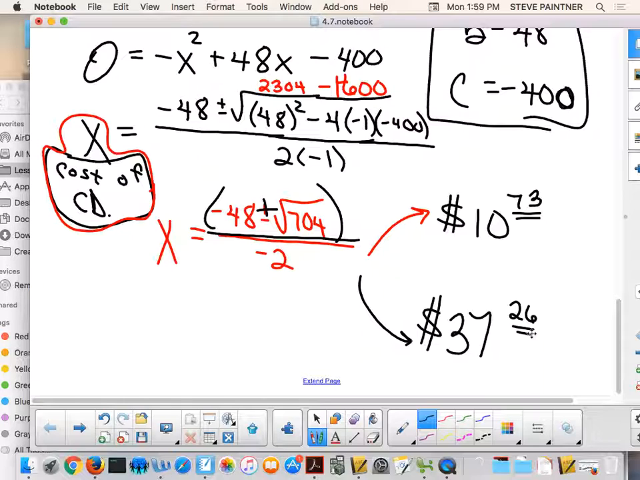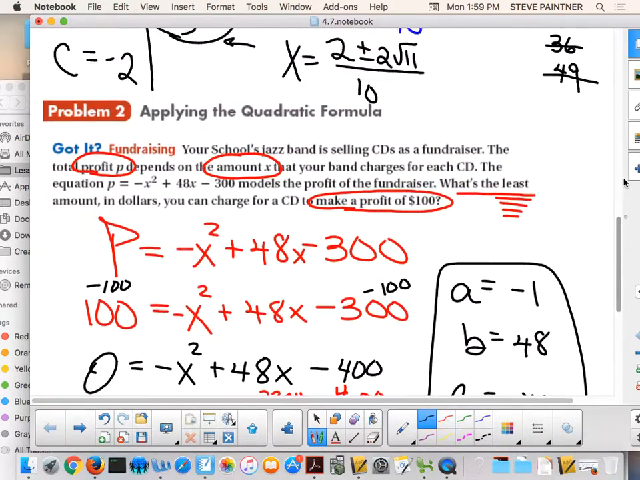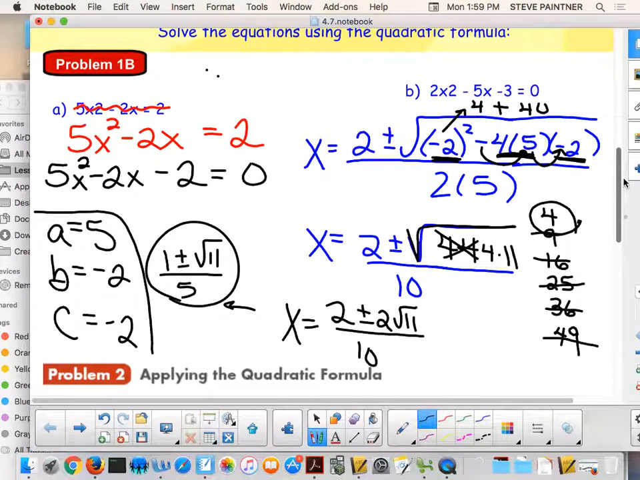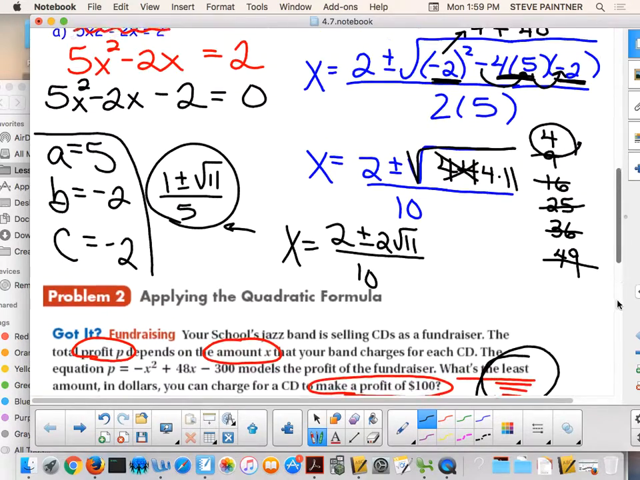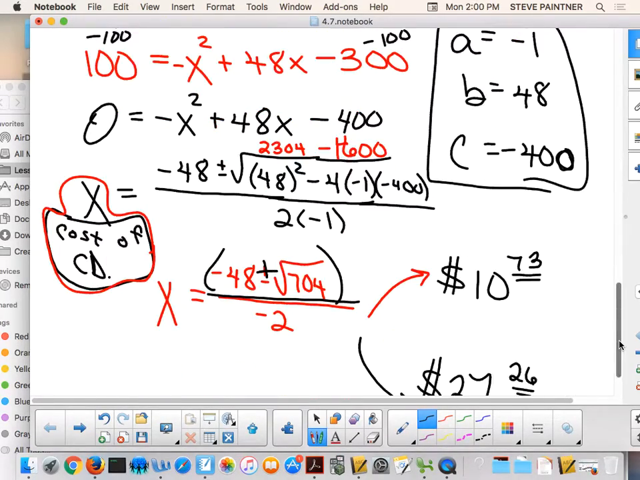$10.73. Now here's the deal. They told you that. Guys, look. Did you listen? Right here. Guys, they told you right away. What's the least amount you can sell it at and still make $100? It was right there. You have a homework quiz to take home.